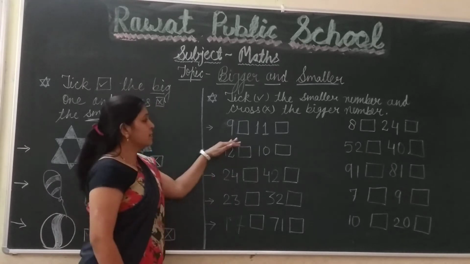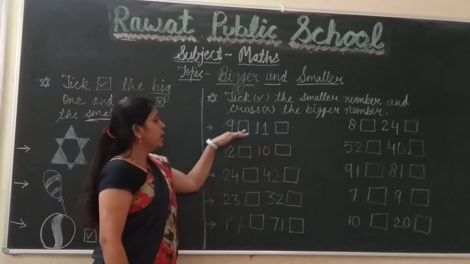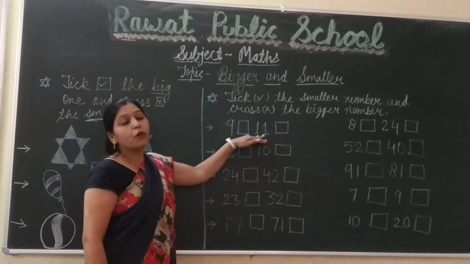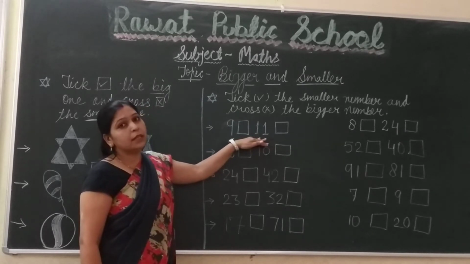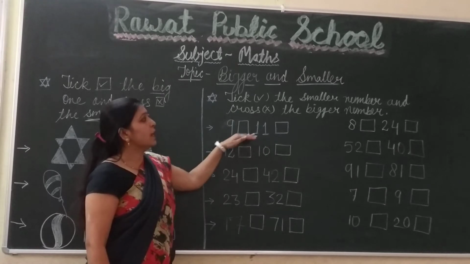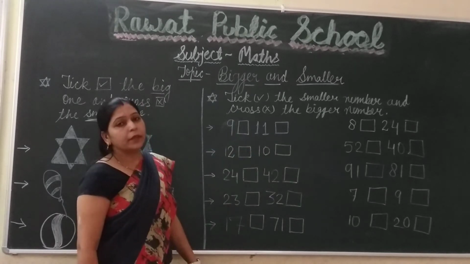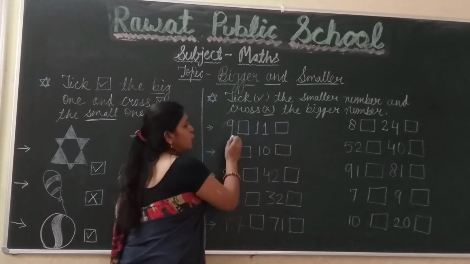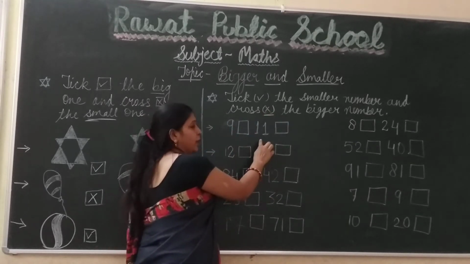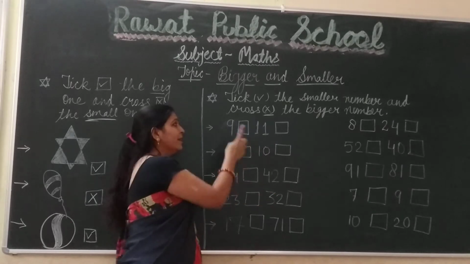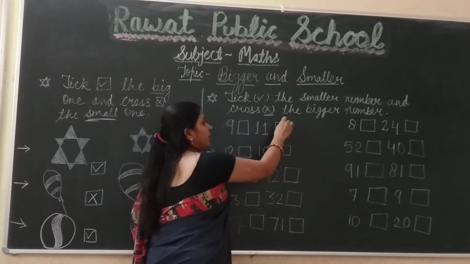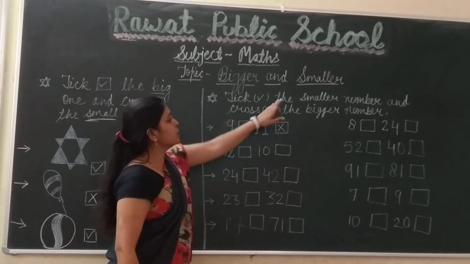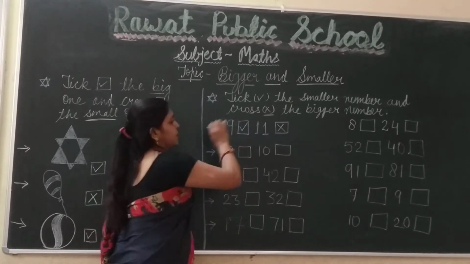Okay. First is 9 and 11. Tell me which digit is bigger in both numbers. Which number is bigger in both numbers? इन दोनों में से कौन सा नंबर हमारा बिगर है? Yes, बिगर को हमें क्या करना है? क्रॉस करना है. So which one is bigger? This one. 11 number is bigger than 9. So cross the 11 number. And which one is smaller? 9. So take the smaller like this.